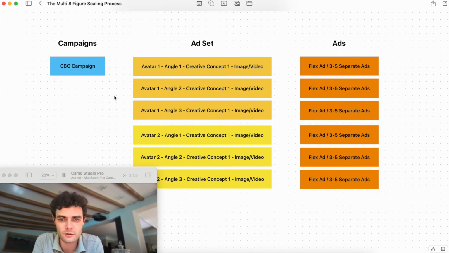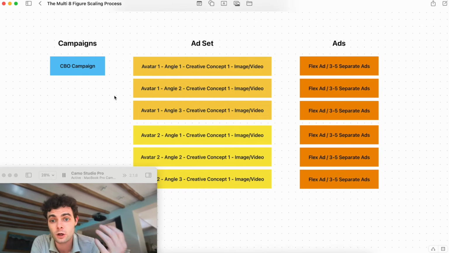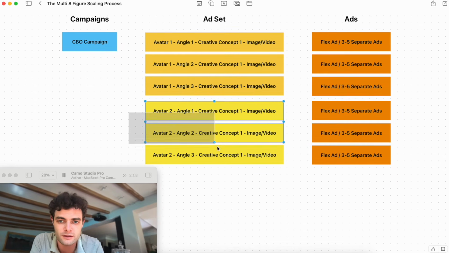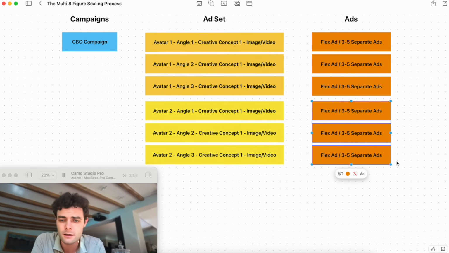And so what we try to do is just do the best that we can with ads, of course, that's a given. But we also want to go and test different avatars and different angles to approach our marketing in a different way. So this is the way that we do it. And then if we want to test another avatar, we do the same exact thing. The flexible ads or 3 to 5 ads separated, it's up to you. We kind of like to test both for different reasons.